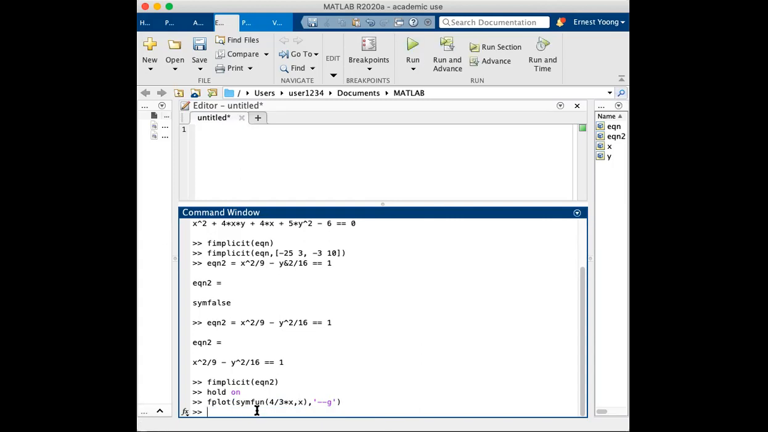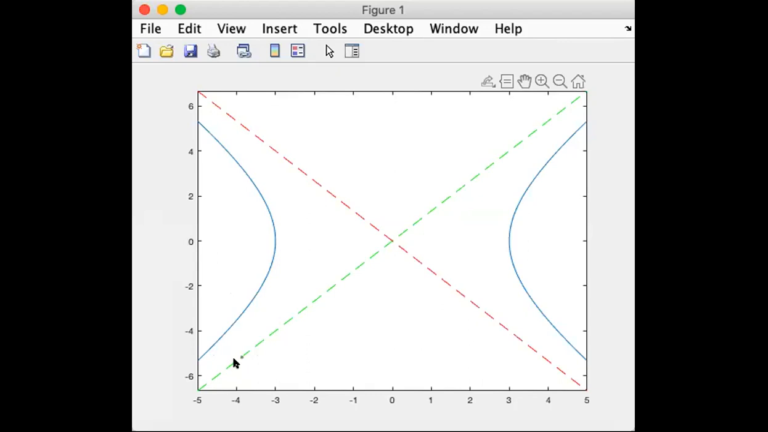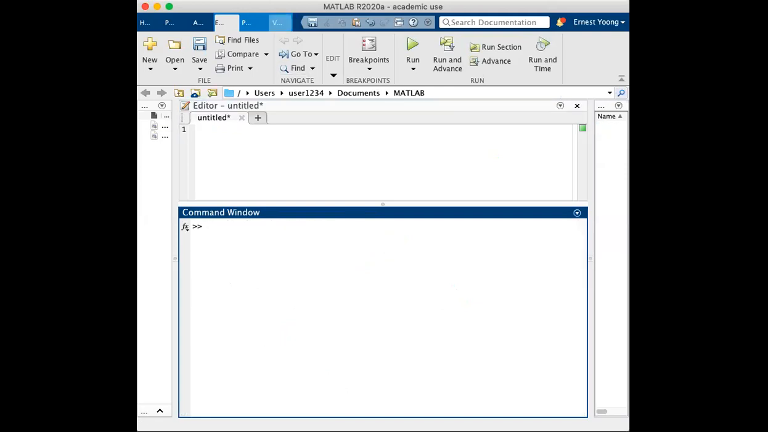And then the second line, same thing, but the function is negative: 4 over 3 times x, in red. So you see right now I've drawn my asymptotes, one in green and one in red. So it looks nice. Okay, so next we're going to look at transforming a function in terms of other variables. Let's see how we're going to do it.